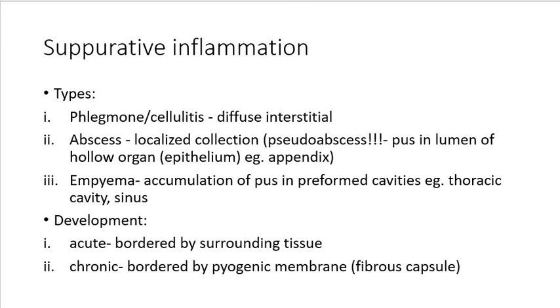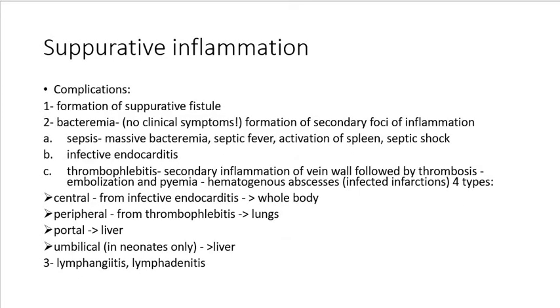Next, we can also distinguish between the development. So basically, if it's acute, the pus is just there, bordered by its surrounding tissue. But if it's chronic, eventually there will be a pyogenic membrane, basically a fibrous, hardened capsule, and inside it you will find the pus. Now, suppurative inflammation can have quite a few complications. You can think how it's liquid. The bacteria is present in this little pool, so it's easier for it to move through the body elsewhere and create the problems that I will discuss right now.